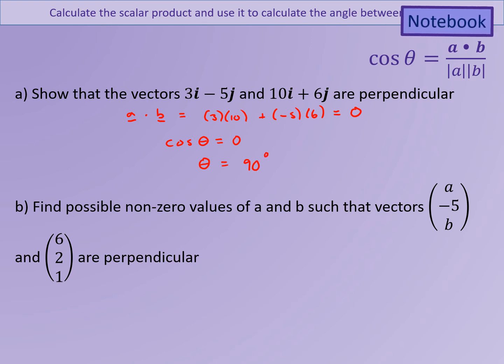We can actually conclude that for any two vectors, if the scalar product A dot B equals 0, the angle between them must be 90, so they must be perpendicular vectors. We're now going to try and find two possible values for A and B, such that the two vectors A, minus 5, B and 6, 2, 1 are perpendicular. We're going to use the fact that if A dot B equals 0, we can conclude that A and B are perpendicular vectors.